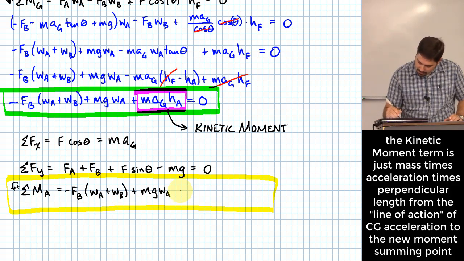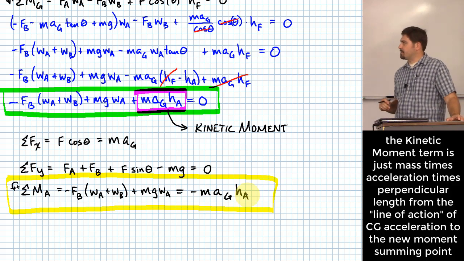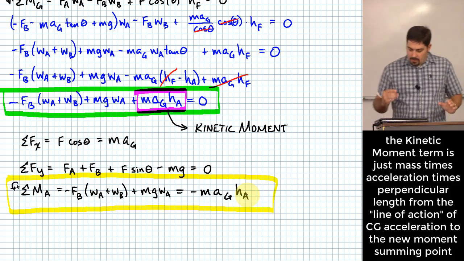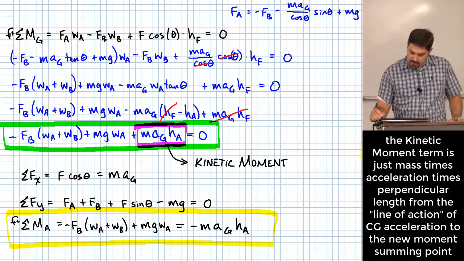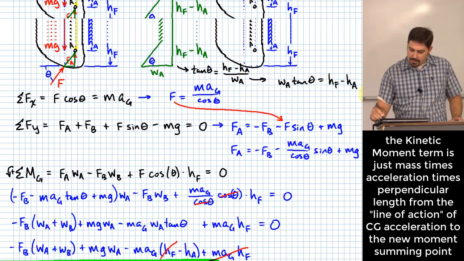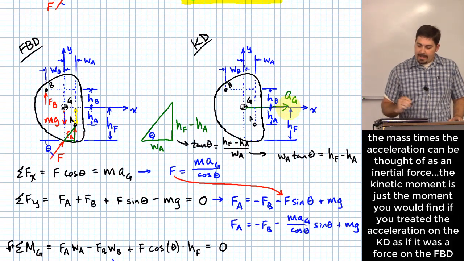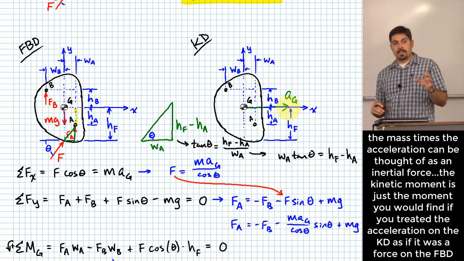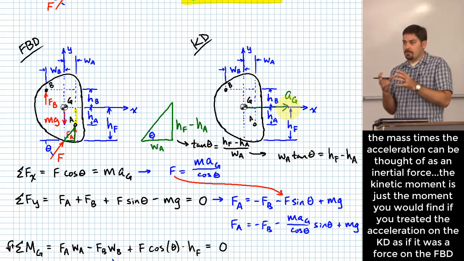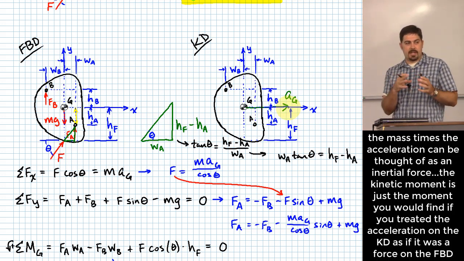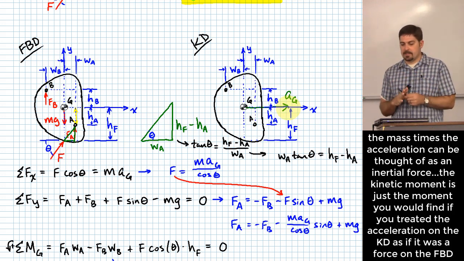It's customary to show it on the right side of the equation, which if I do that, ends up being a minus M AG HA. Let me show you why this is how it's done. You can go back to your kinetic diagram and look at the acceleration of the center of gravity and imagine it, even though it isn't actually a force, as a force. That acceleration times mass, you can visualize as a force.